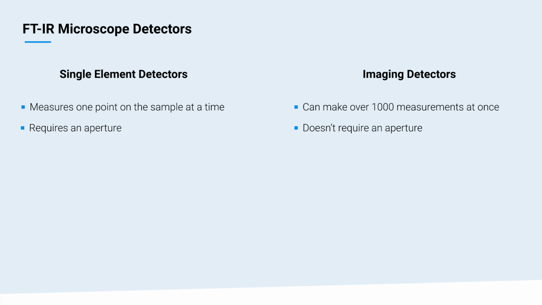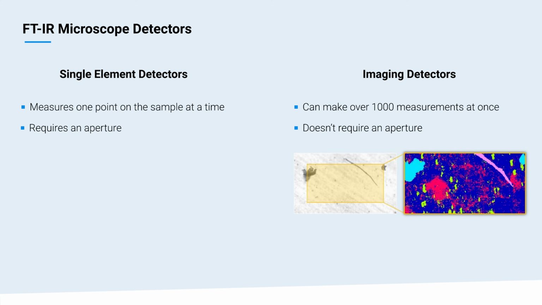We need the capabilities of an imaging detector to create IR images, which are colored images that help us visualize the chemical composition of a sample. IR images are made of thousands or even millions of FTIR spectra. But IR imaging and imaging detectors are a topic deserving of their own video, so we'll leave this discussion here.